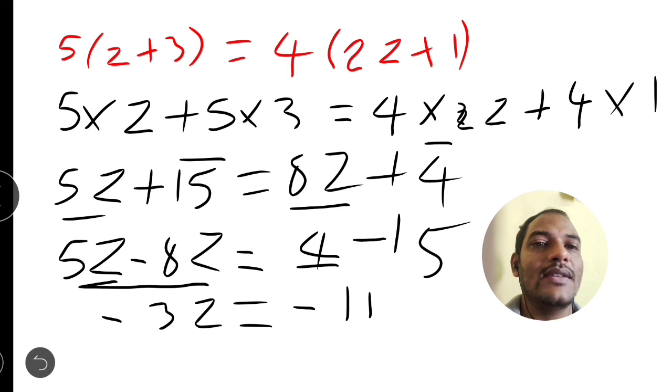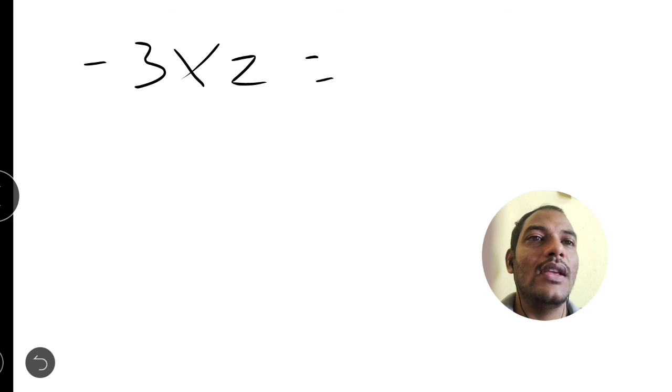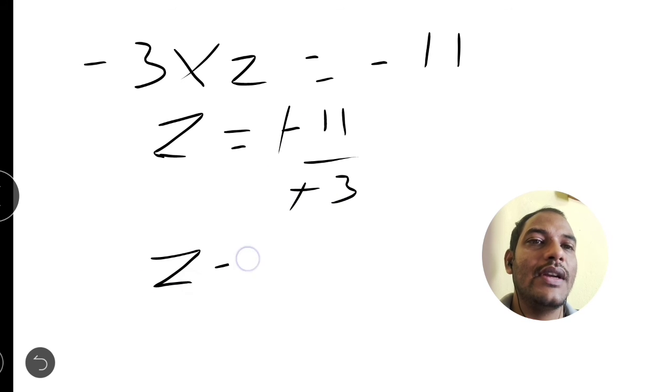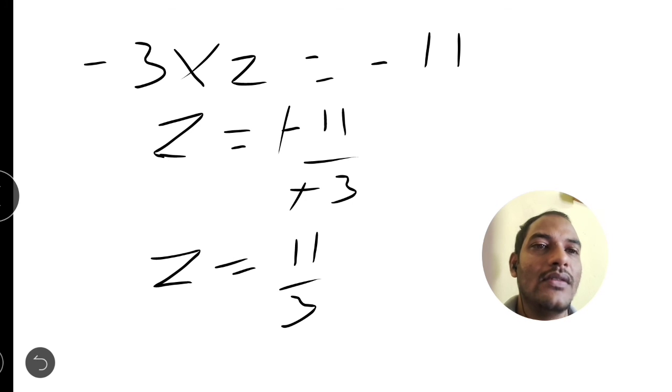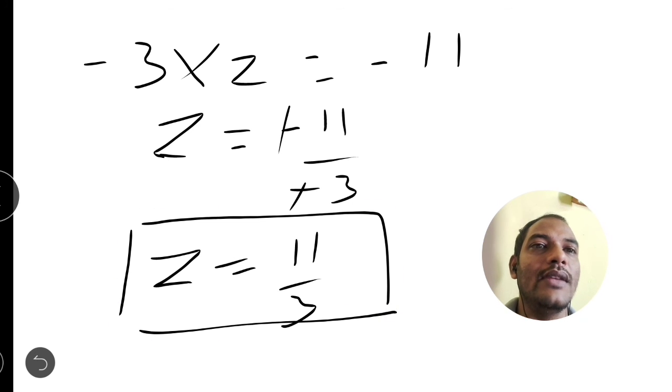Okay. So minus 3z equals to minus 11. So minus 3z means minus 3 into z equals to minus 11. So z equals to minus 11 by minus 3. So minus minus cancel, z equals to 11 by 3. So 11 and 3, any cancellation? No cancellation. z equals to 11 by 3.